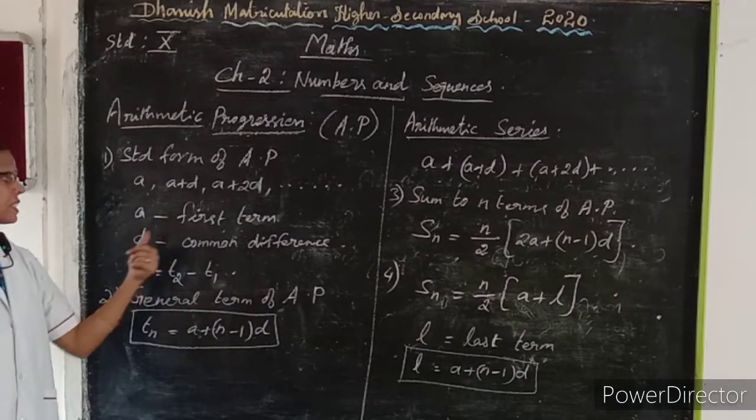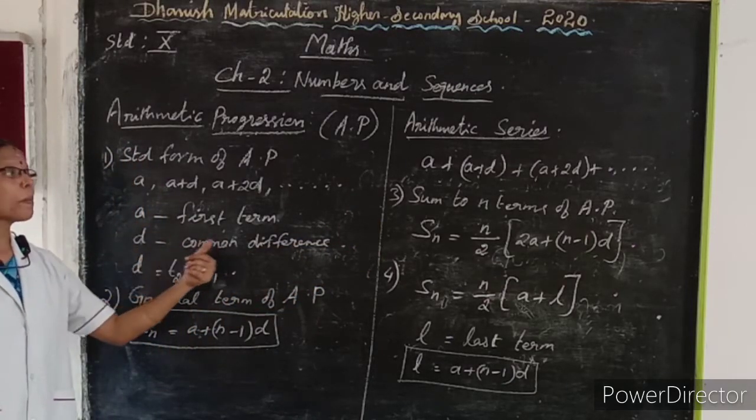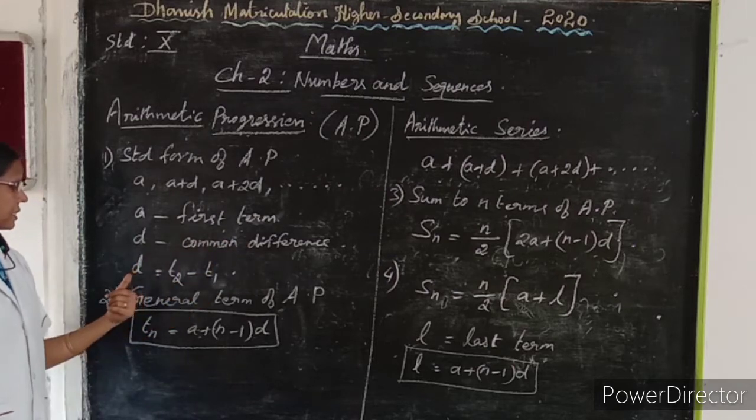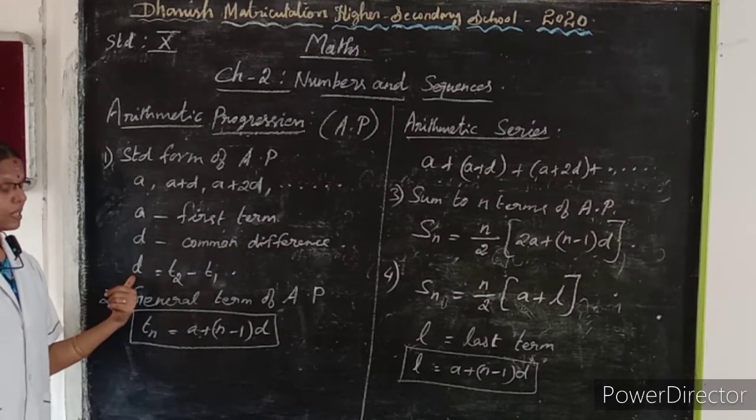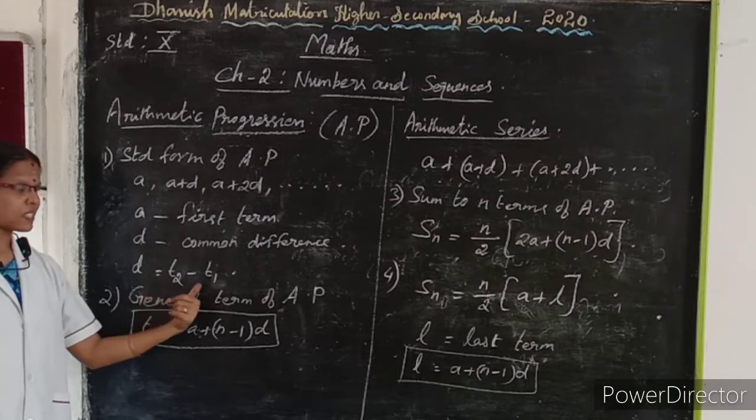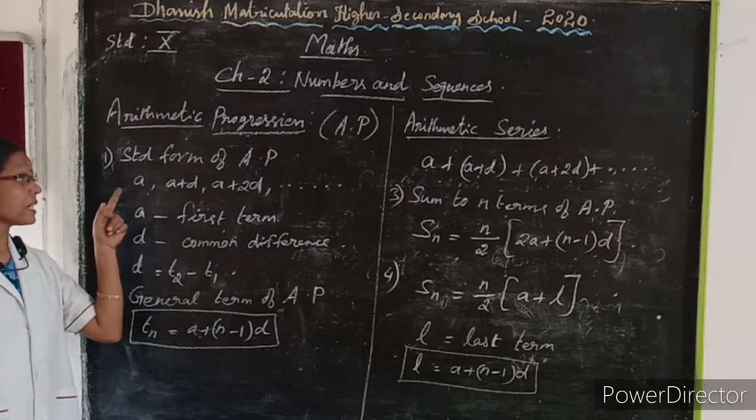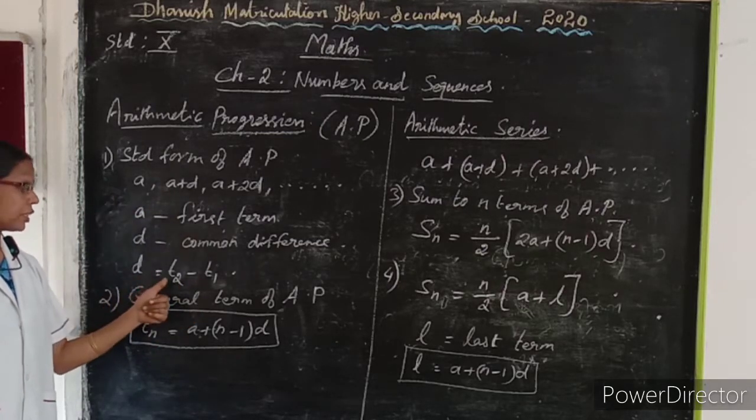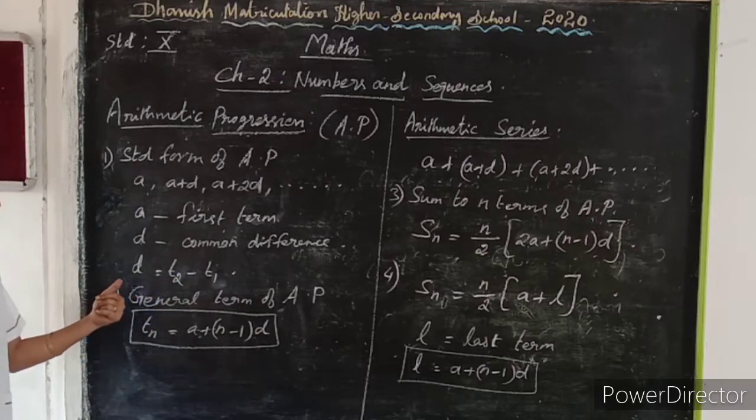So a is the first term, d is the common difference. That is, the formula for d is second term minus first term. T2 minus T1 is the formula for d.